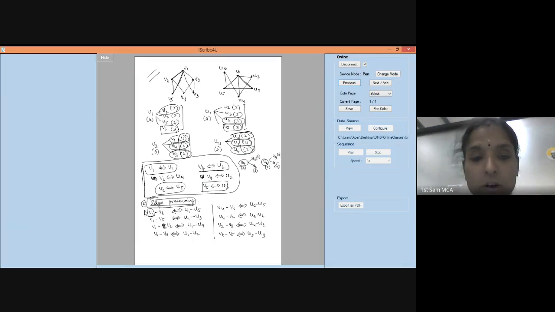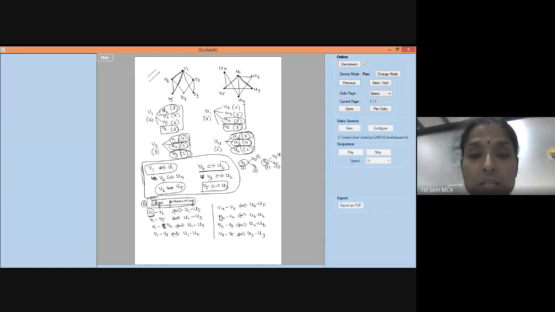So we have written down all the 8 edges. V1 to V6, one edge is there. V1 to V5 edge is there. V1 to V2 edge is there. V1 to V3 edge is there. Whatever edges are there in the graph G1, write down all those edges. Is it clear? So 8 edges are there. We have written down all the 8 edges.